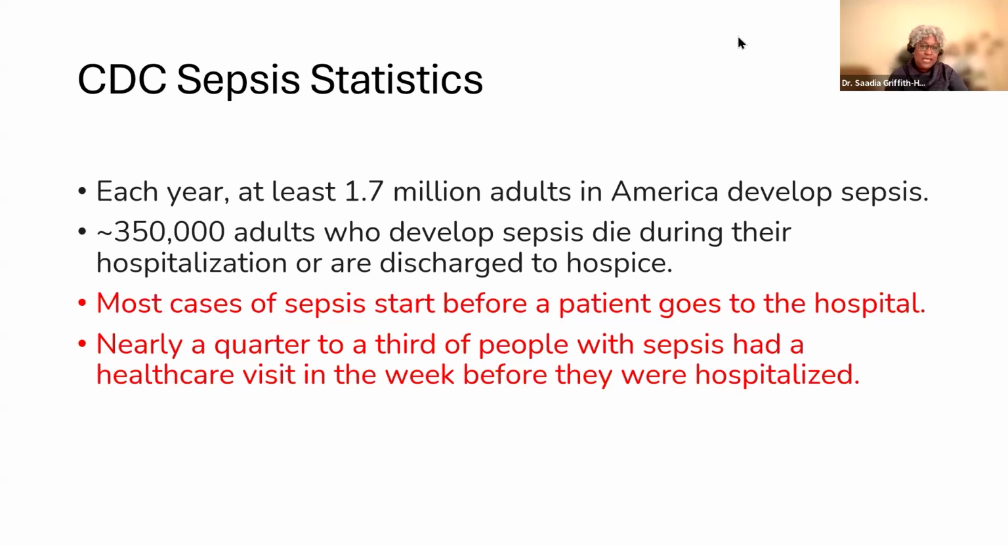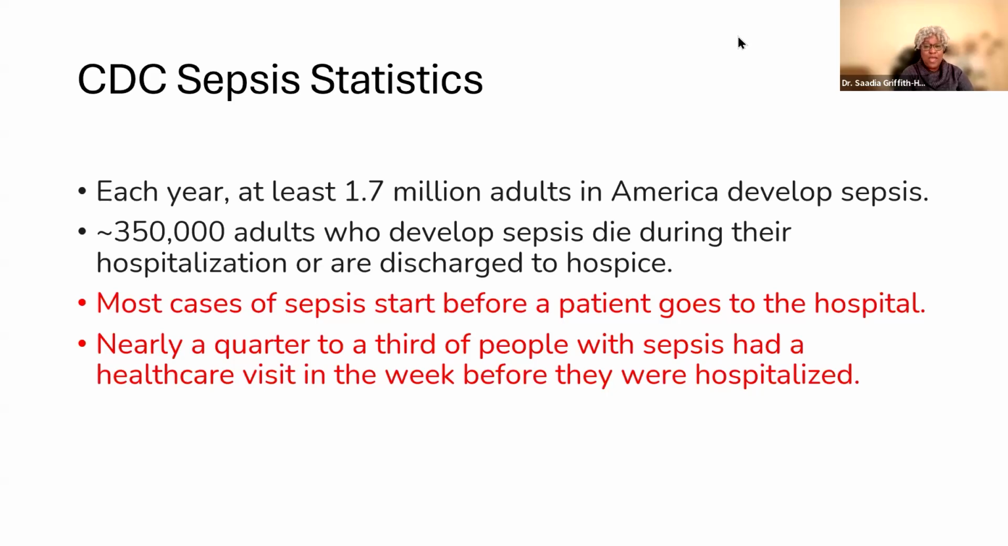Now, when we look here at the United States specifically, we see that each year 1.7 million adults in America develop sepsis, and about 350,000, I figure that's about 1/6 of the patients who develop sepsis here in the US, die during their hospitalization or are discharged to hospice. So 1 in 3 people in the United States who die in a hospital have had sepsis during their hospitalization.